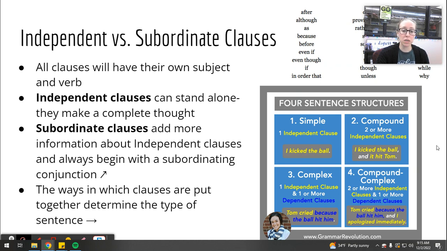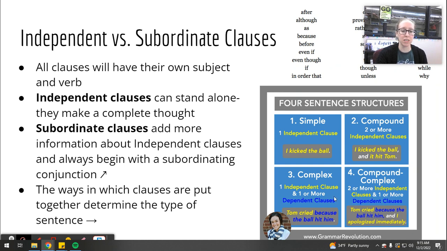A compound sentence is when you hook together two or more independent clauses, and we'll talk about this on the next slide. There are only three ways that you can hook together two or more independent clauses, and I'll give you the formulas for that. Basically, you should see two sets of subject-verb combos that each express a complete thought. We already talked about this one, but here it is the subject, hit is the verb, and it hit Tom expresses a complete thought.